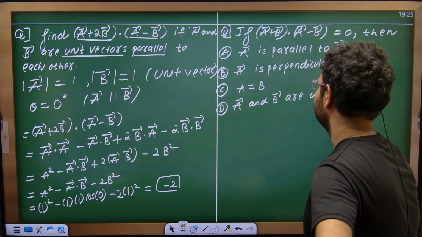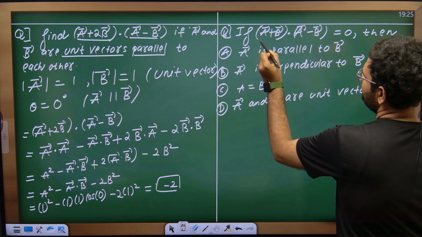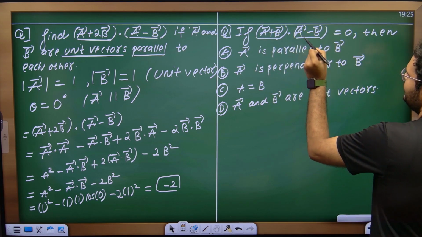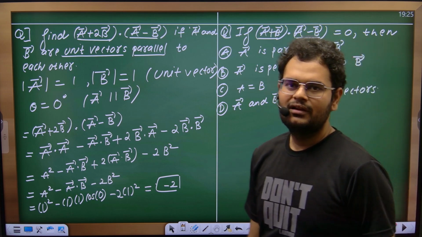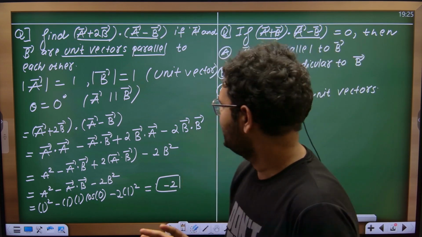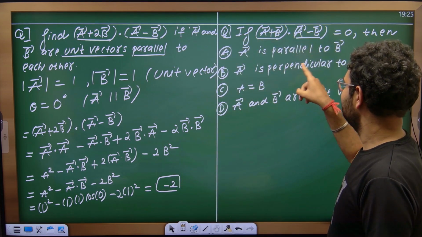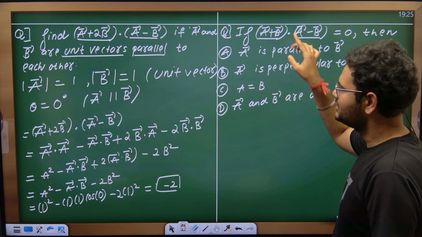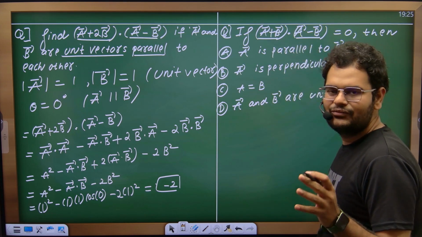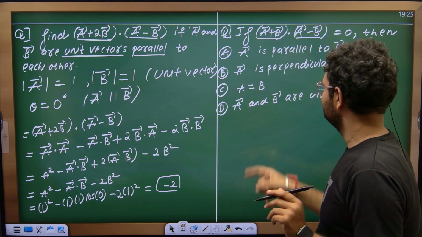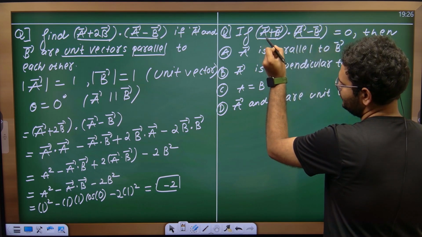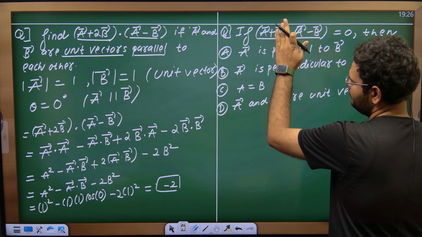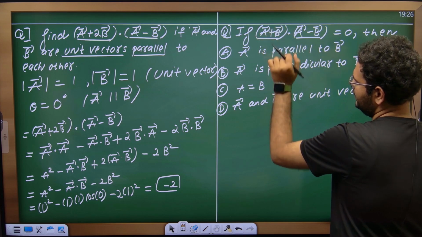If a vector plus b vector dot a vector minus b vector is equal to 0, then, 4 options are given. Now don't waste your time reading all 4 options. a is parallel to b, a is perpendicular. We have to expand this. Until and unless we do that, we don't know anything. So how to do it? A vector first, one by one. First you take a dot product. Forget b, just focus on a.